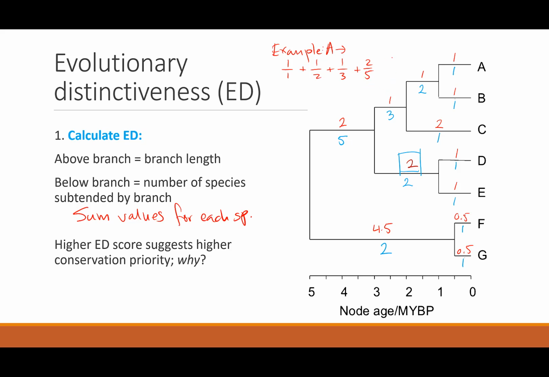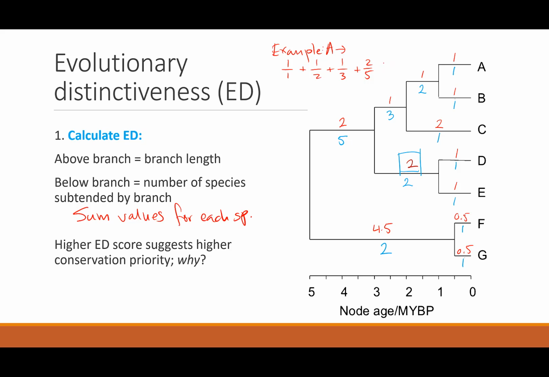You're calculating the distinctiveness, which is a measure of the length of each branch that leads to that species over the length of the branches which capture all of the species within that clade. So it's giving you a measure of how unique or distinct that species is relative to the clade.